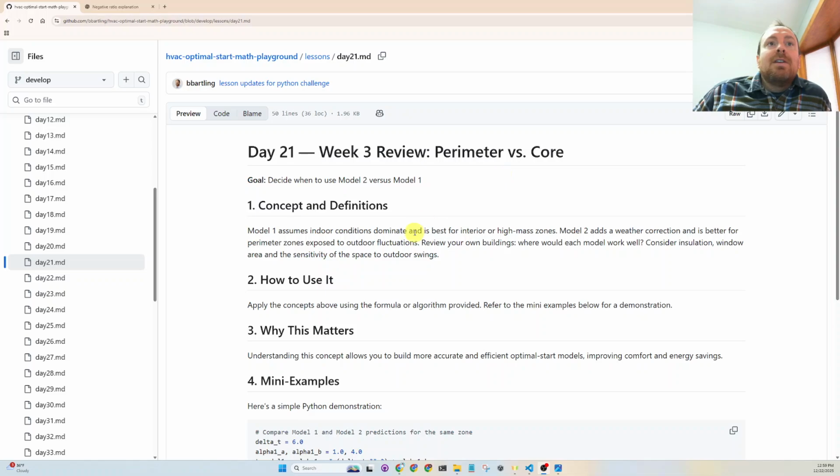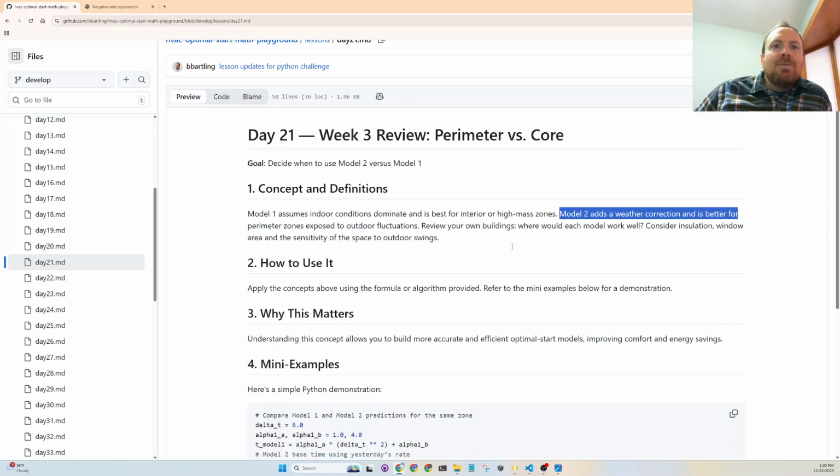That's where Model 1 assumes outside air conditions dominate and is best for interior zones. So basically Model 1 is for those interior zones, and Model 2, which adds weather correction, is best suited for perimeter zones, which is what I just showed you that were red. So they could have 2 different models running, one for interior and one for exterior zones.